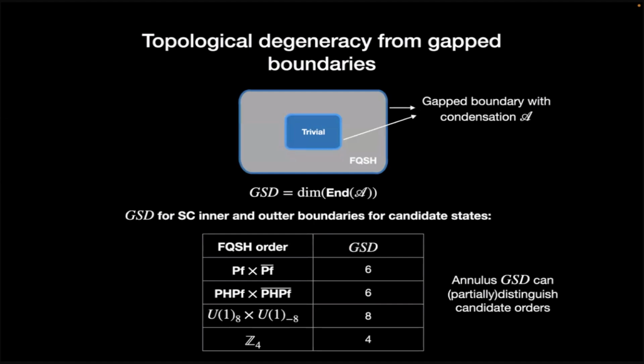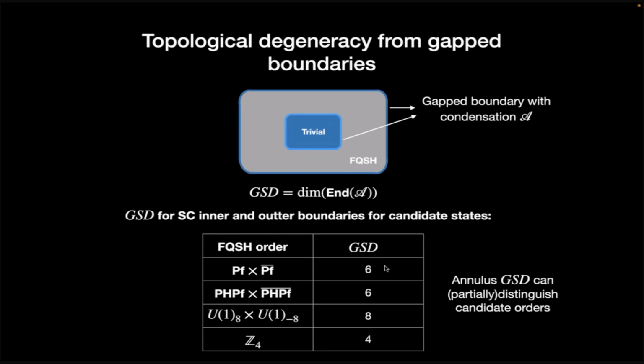Okay, so once we have these gapped boundaries, we can build topologically protected qudits with this annulus geometry. If we consider a fractional quantum spin Hall state on an annulus with the inner and outer boundaries gapped out by some anion condensation, the ground state degeneracy can be computed by this formula, which is the dimension of the endomorphism of the algebra. Using this formula, we can compute, for example, in this table, I'm considering superconducting inner and outer boundaries for the candidate states.